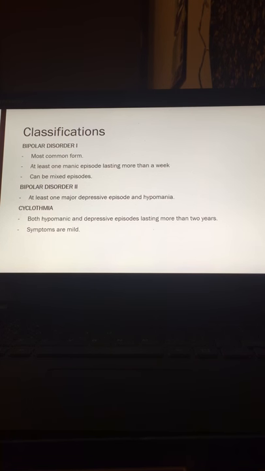And then cyclothymia is both hypomanic and depressive episodes lasting more than 2 years. And this one, the symptoms are a lot more mild, so it causes less distress in an individual's life.